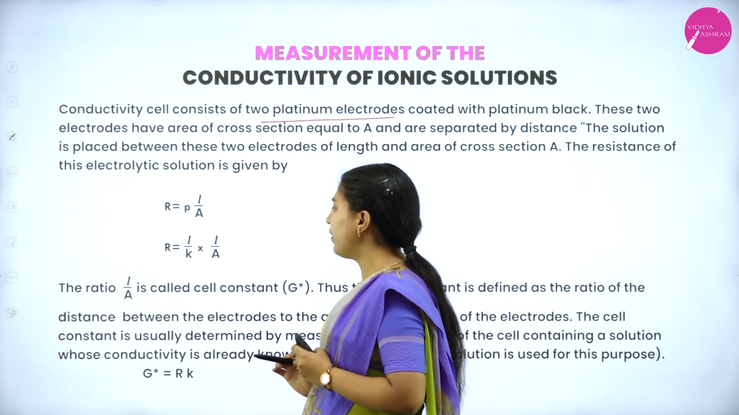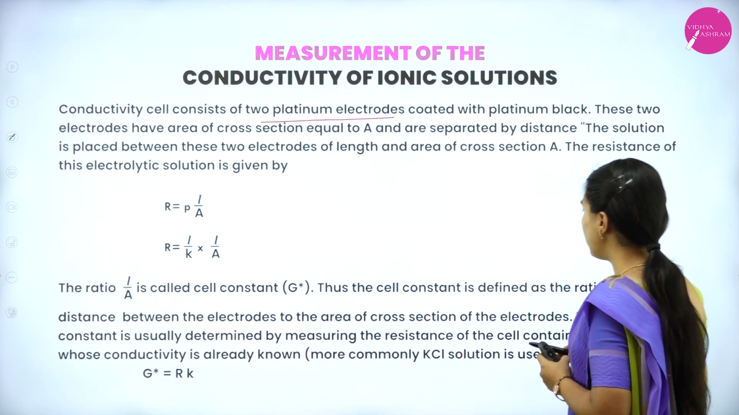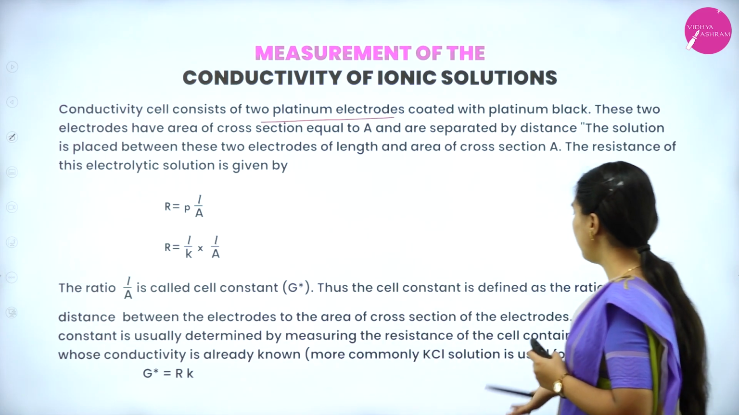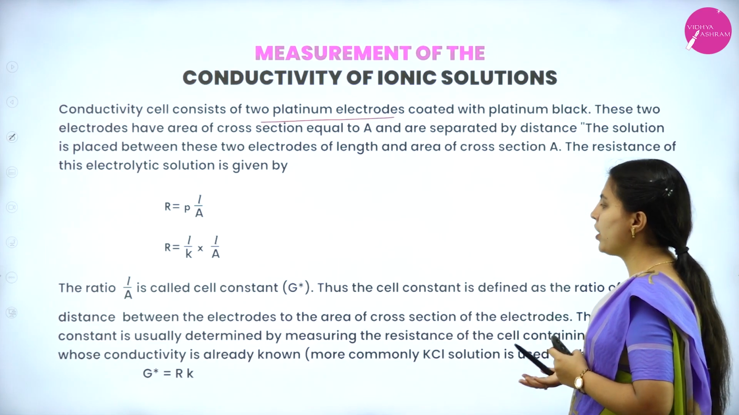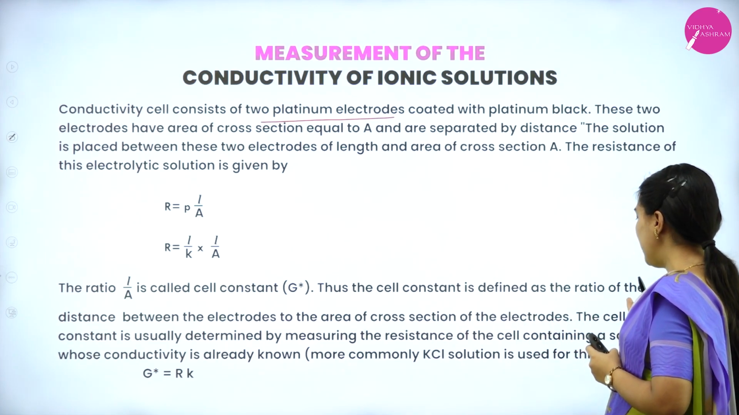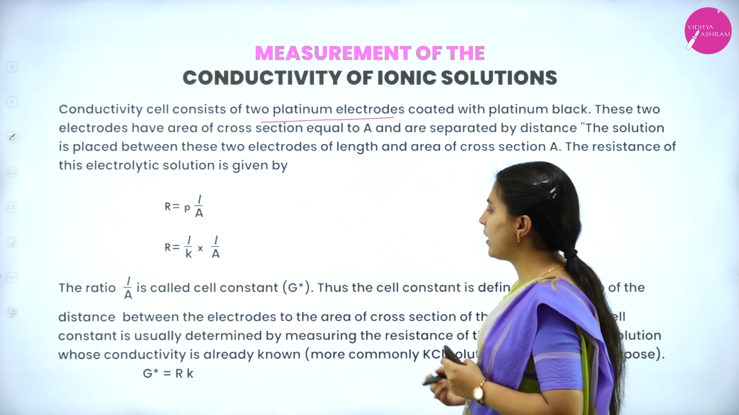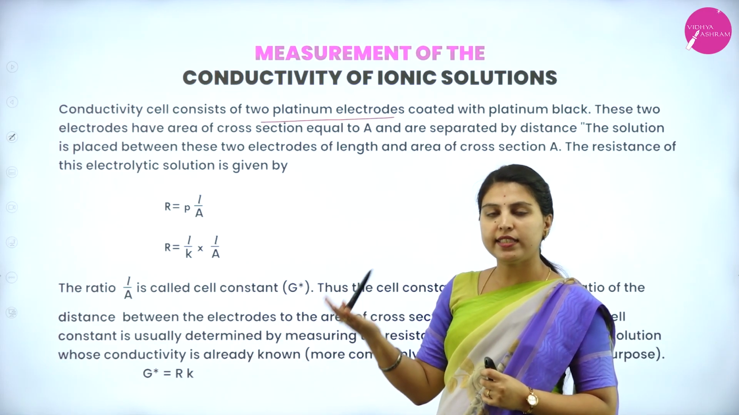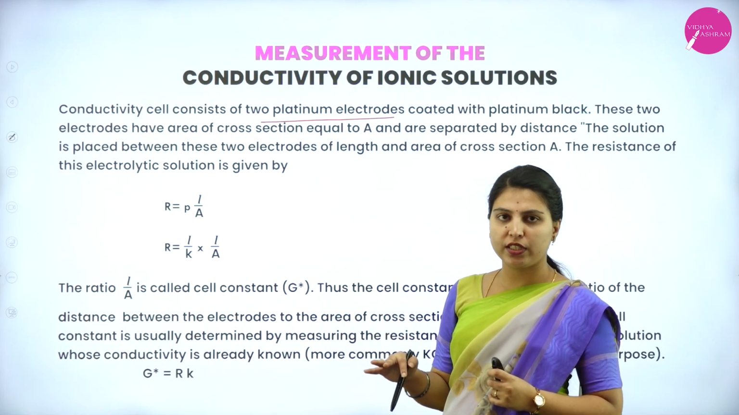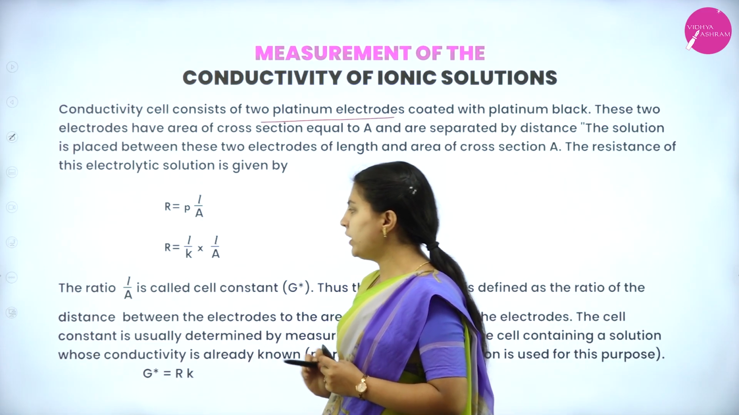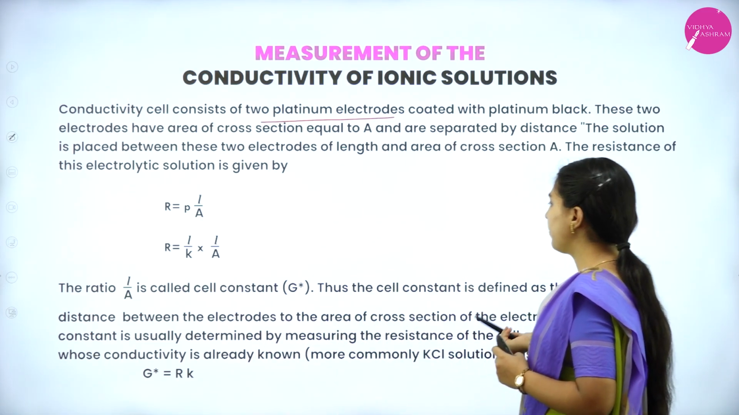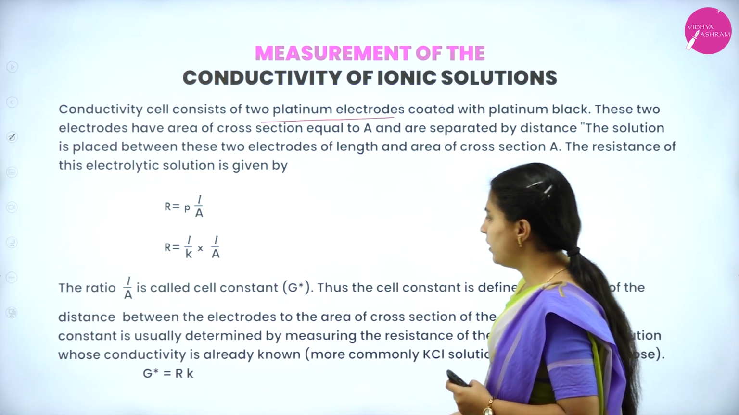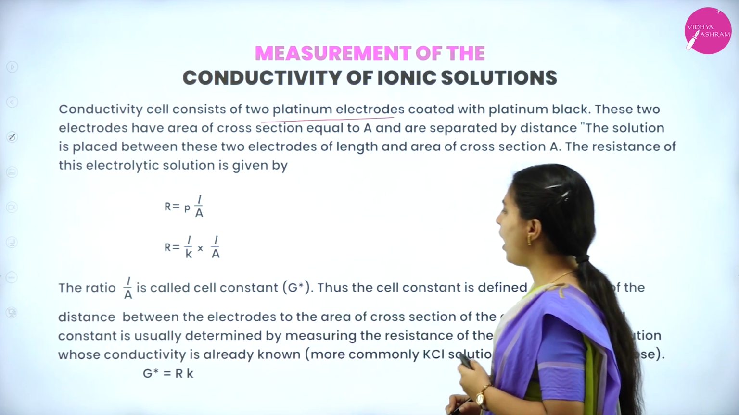The ratio L by A is called the cell constant. Thus, the cell constant is defined as the ratio of the distance between the electrodes to the area of cross section of the electrodes. The cell constant is usually determined by measuring the resistance of a cell containing a solution whose conductivity is already known. So if we know the cell constant, then by knowing the conductivity of one solution we can measure another. Here G star equals R into kappa.